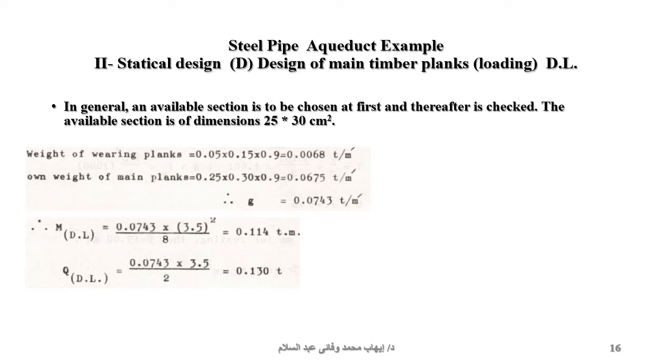For design of main timber planks, in these cases, in general, we take an available section to be chosen at first and then checked. The available section is of dimensions 25 multiply 30 square centimeter. We arrive at the weight of wearing planks and weight of main planks. We arrive at M dead load and Q dead load.